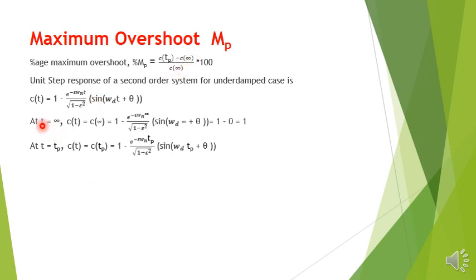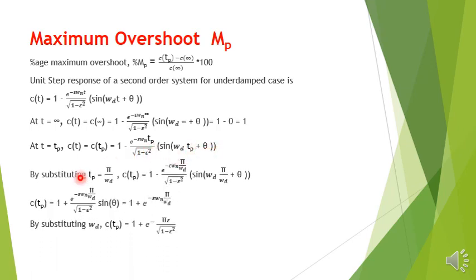When t is equal to infinity, C of infinity is equal to 1 minus e to the power minus zeta omega n into infinity, and this. So this becomes 0, because e to the power minus infinity is 0. So it is 1. So at t is equal to tp, what happens? C of tp is equal to 1 minus e to the power minus zeta omega n tp, over root of 1 minus zeta square, sin of omega d tp plus theta.